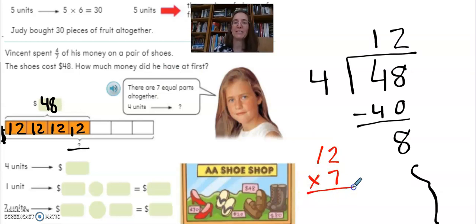Hello, multiplication and division skills that we've been working on all year. 7 times 2 is 14. I'll leave those 4 single ones there and bring my 10 back up to the tens place. 7 times 1 is 7, plus this extra 10 from the single ones place makes 8 tens. And so I can see that the amount he had at the end was 84.